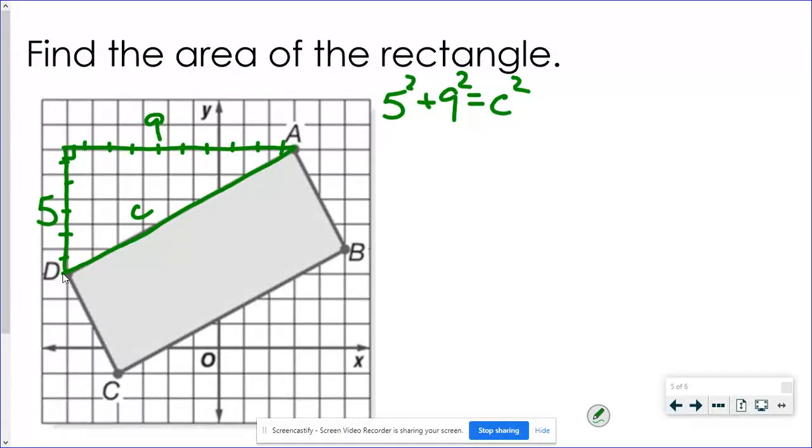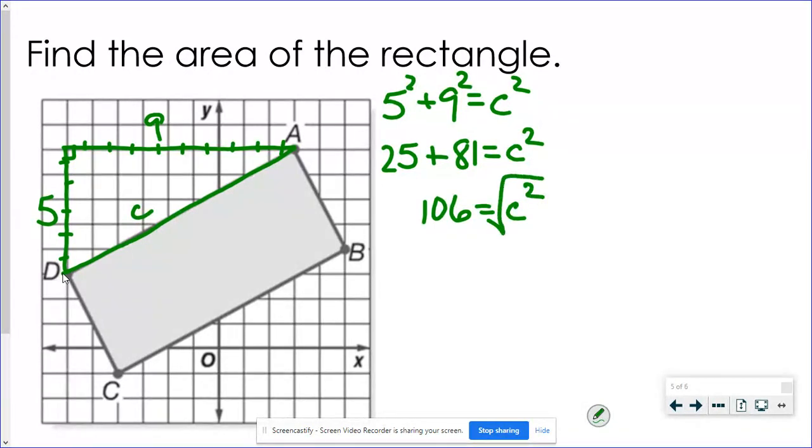Unfortunately, this is not a Pythagorean triple, so it's not going to be a nice whole number answer. 25 plus 81 is 106. I hope that right now you could look at that and say, my answer is going to be a little bit more than 10, because the square root of 100 would be 10. So when I do this, that's going to be 10.3 when I round that. So this is 10.3.